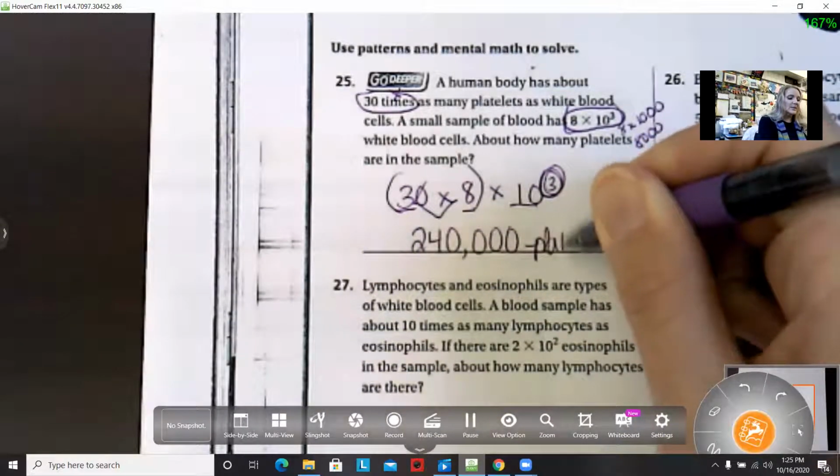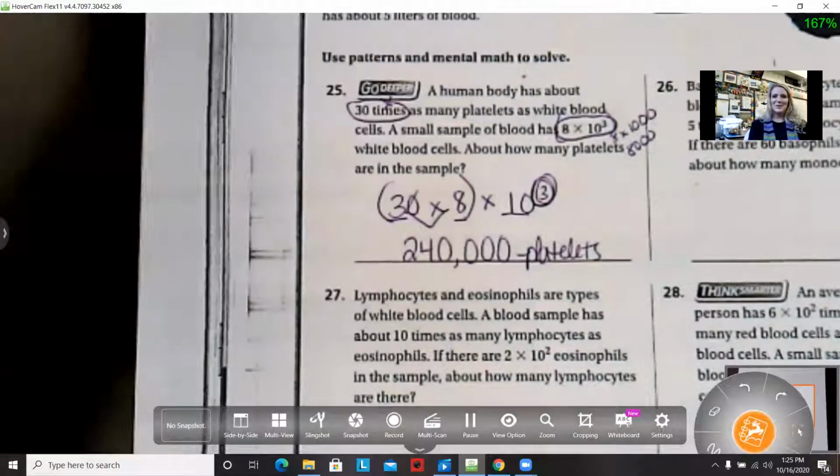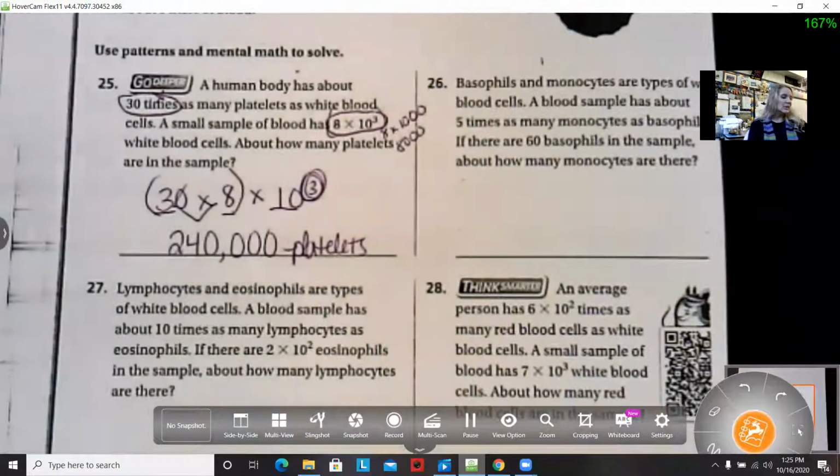240,000 platelets. So we could just write platelets there. Okay, the wording's a little confusing, but we'll get through this, okay? And if at any time I'm going too quickly, remember you can just pause.